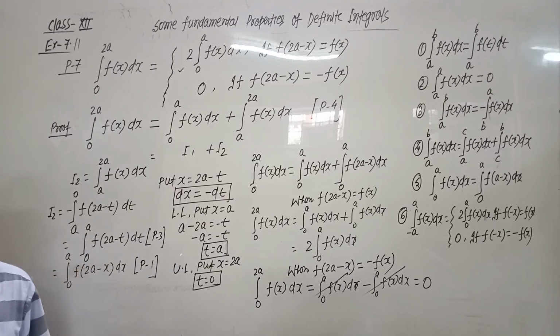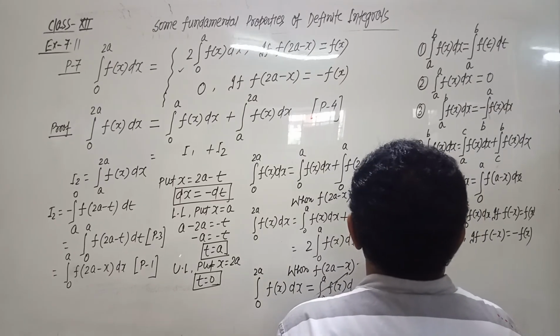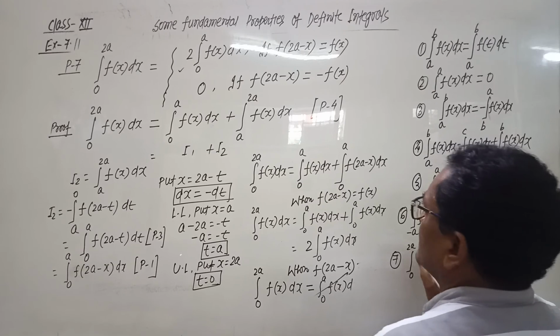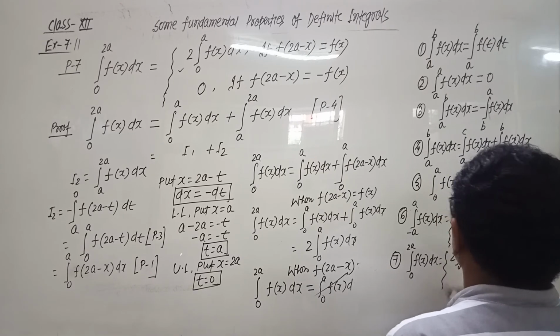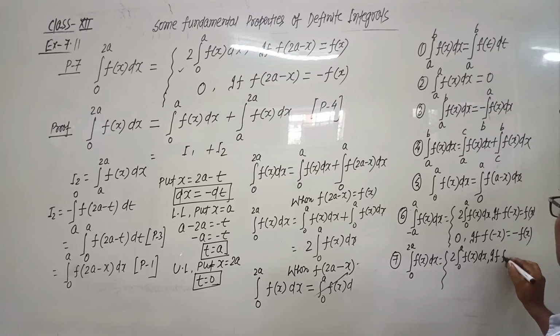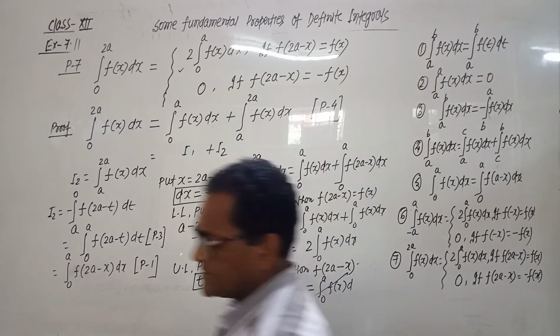So this is the property number 7. Property number 7 is written as integration 0 to 2a f of x dx is equal to twice integration 0 to a f of x dx if f of 2a minus x is equal to f of x, and this is 0 if f of 2a minus x is equal to minus f of x. This is the property number 7.